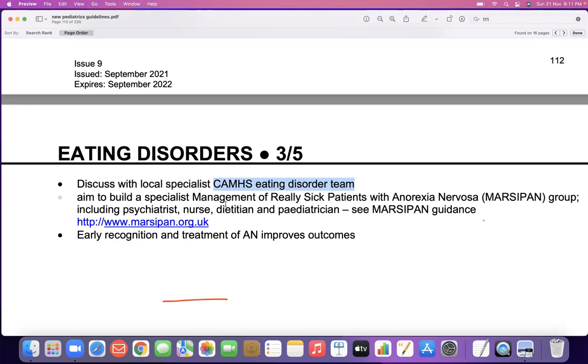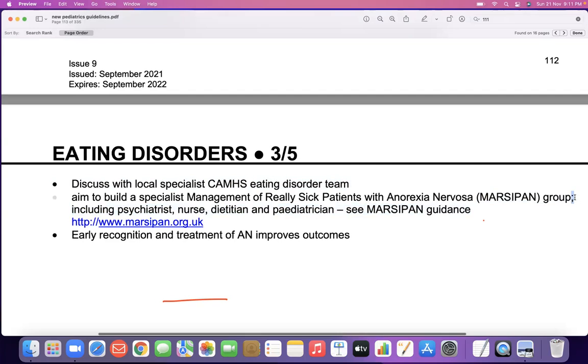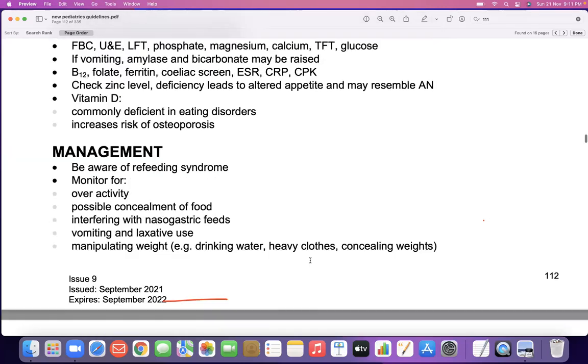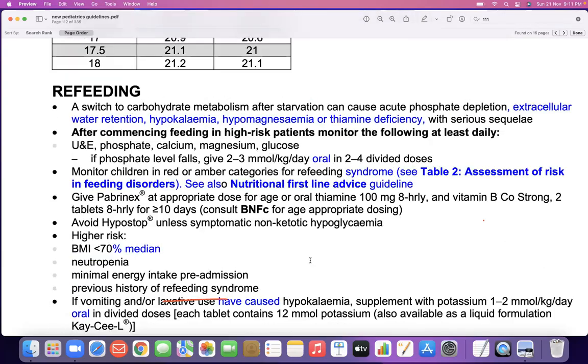Then aim to build a specialist management of really sick patients with anorexia nervosa. This is the MRCPCH group. In your multidisciplinary team, you will involve this group. Management of really sick patients with anorexia nervosa. This includes psychiatrist, nurse, dietitian, and pediatrician. And you will follow the MRCPCH guidance. Okay. So early recognition and treatment of anorexia nervosa improves outcome. This is what I was telling, but there is more. You can check this one. What is MRCPCH guidance?